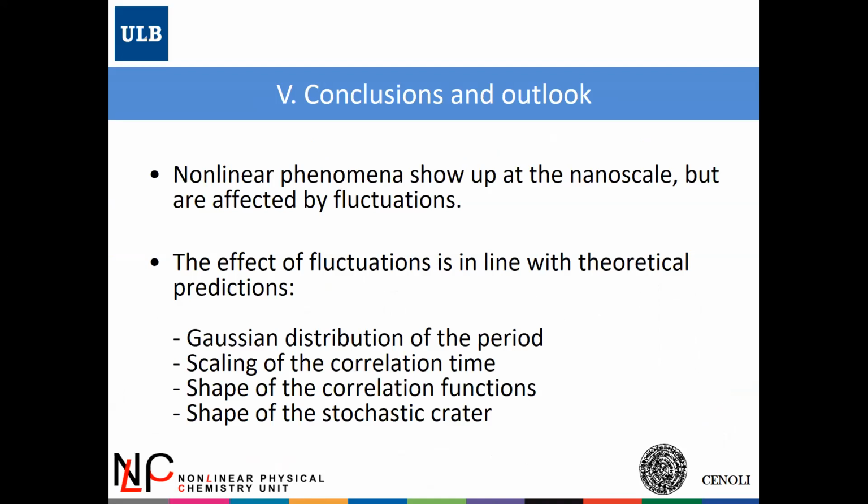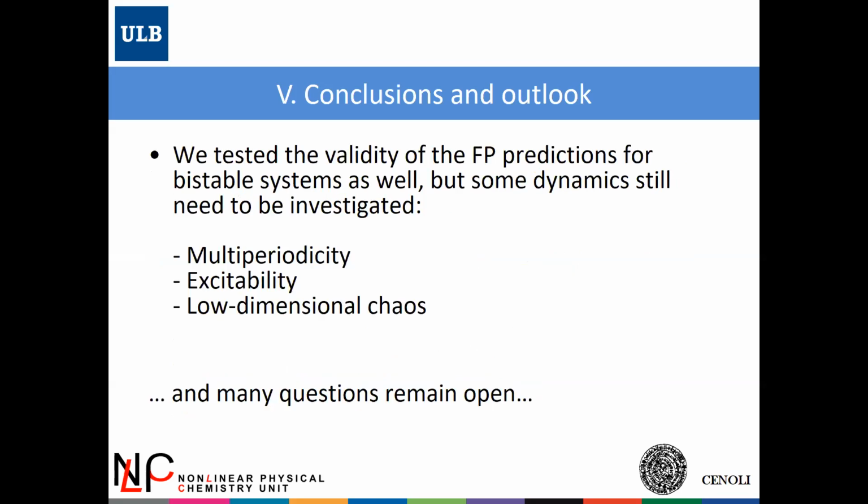And we could verify a few theoretical predictions on the time series from the experiments, like the Gaussian distribution of the period, the scaling of the correlation time, also the shape of the correlation function and the stochastic crater. I mentioned on several occasions that I couldn't speak about everything, and we also verified some predictions concerning the effect of fluctuations on multiperiodic signals, on excitable dynamics, but we still need to find an example of how to study experimentally low-dimensional chaos in that sort of systems.